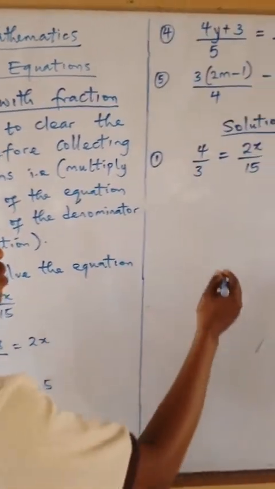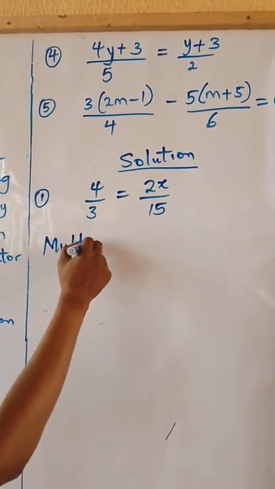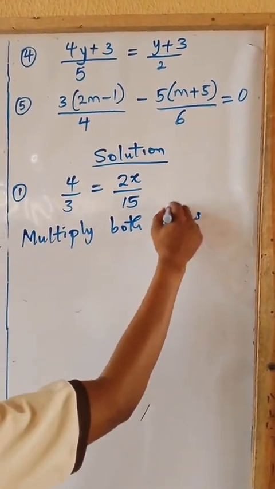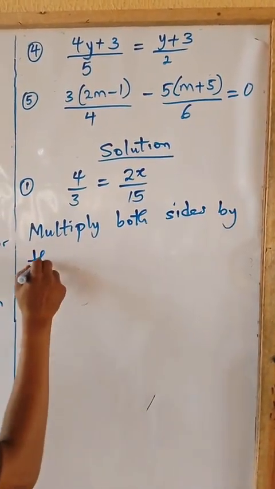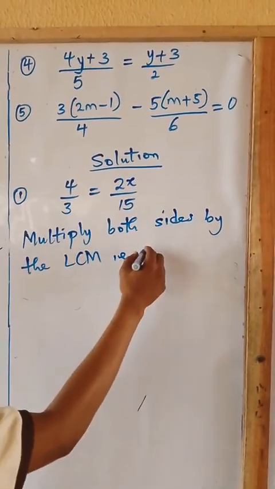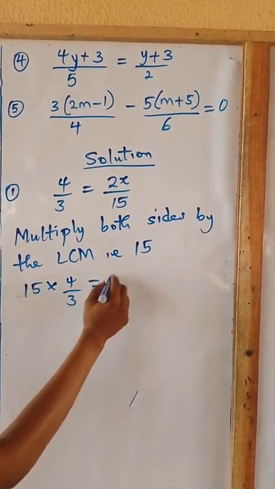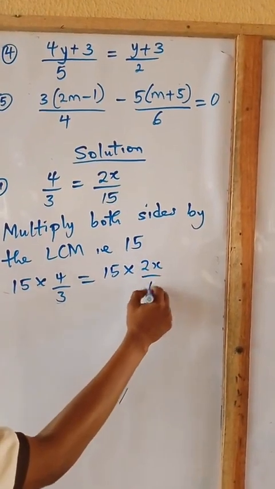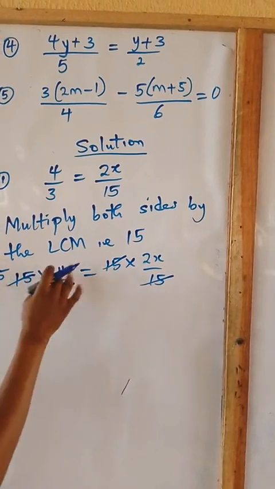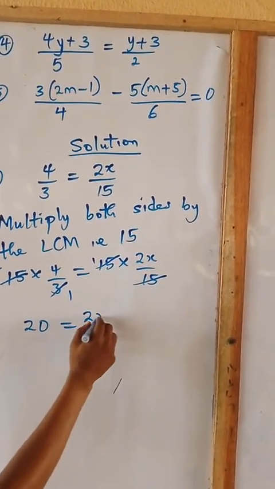We have 4 over 3 is equal to 2s over 15. We need to multiply both sides by the LCM. And the LCM of 3 and 15 here is 15. So we are going to have 15 times 4 over 3 is equal to 15 times 2s over 15. 15 eliminates 15 here, 3 here 1, 3 here 5. 5 times 4 will give us 20. Then 1 times 2s will give us 2s.